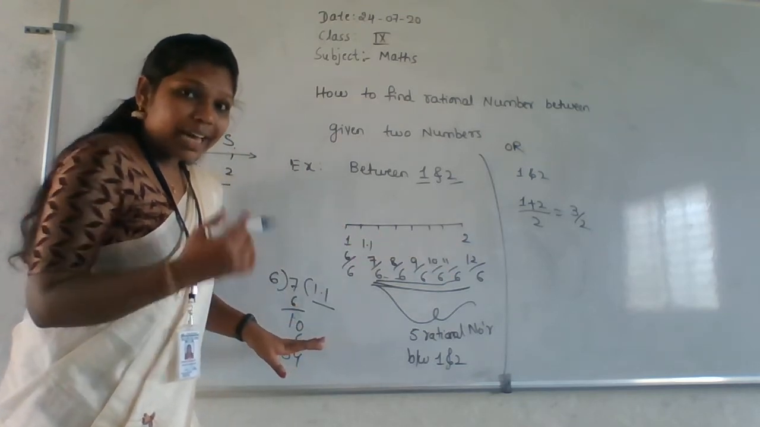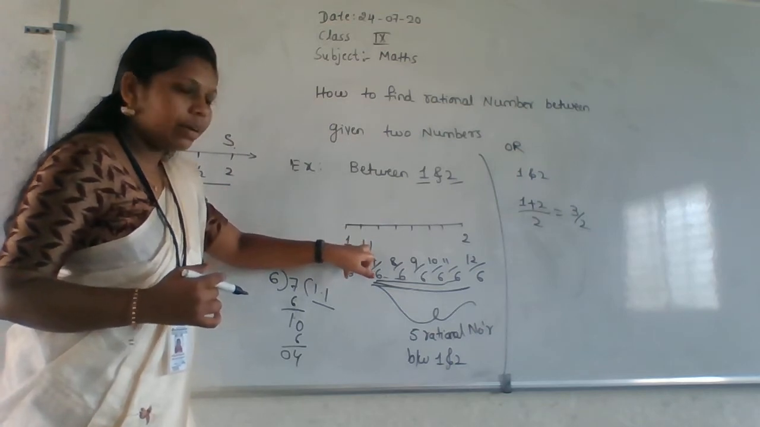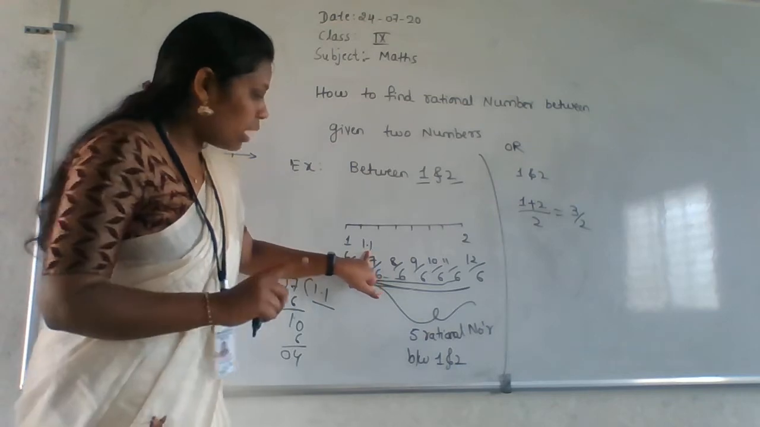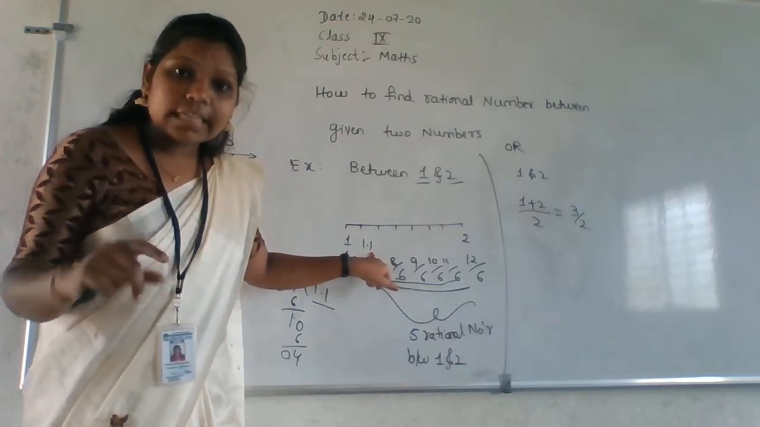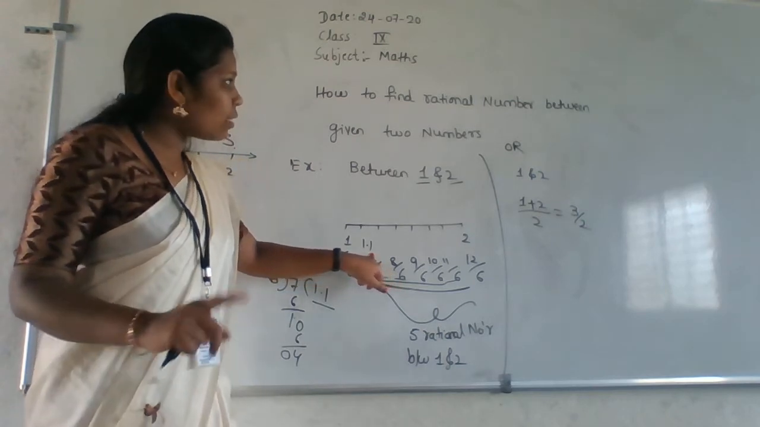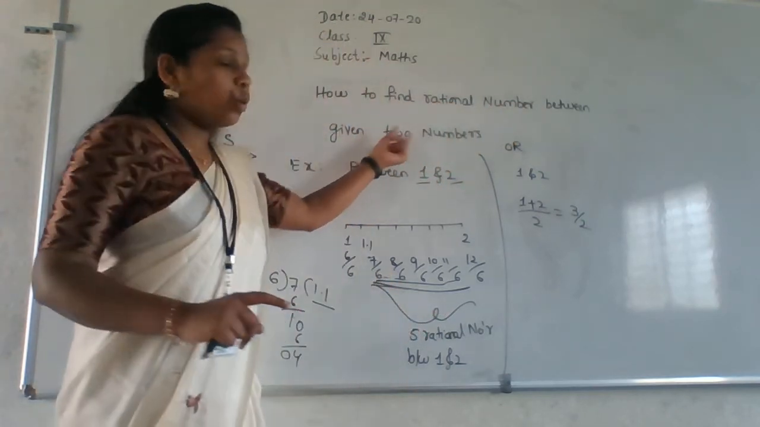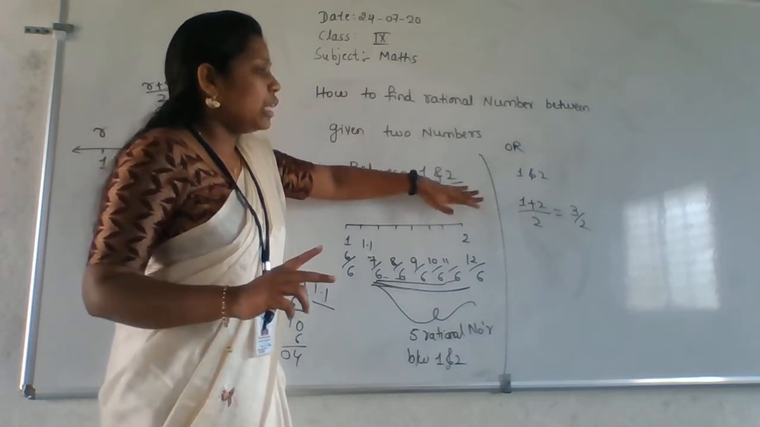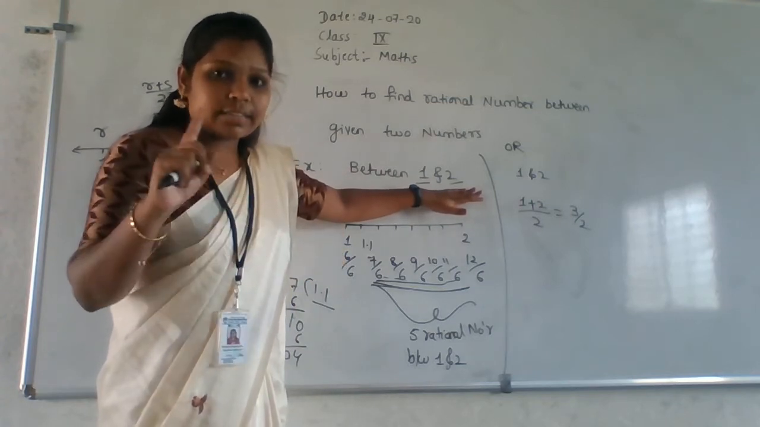Getting it? But we are writing rational numbers. We are not writing 1.1 because why? They didn't ask for decimal numbers. These 1.1, 1.2, 1.4, 1.5 are all decimal numbers. But what did they ask here? Find the rational number between the two given numbers. They gave two numbers, 1 and 2. You have to find the rational number between 1 and 2.